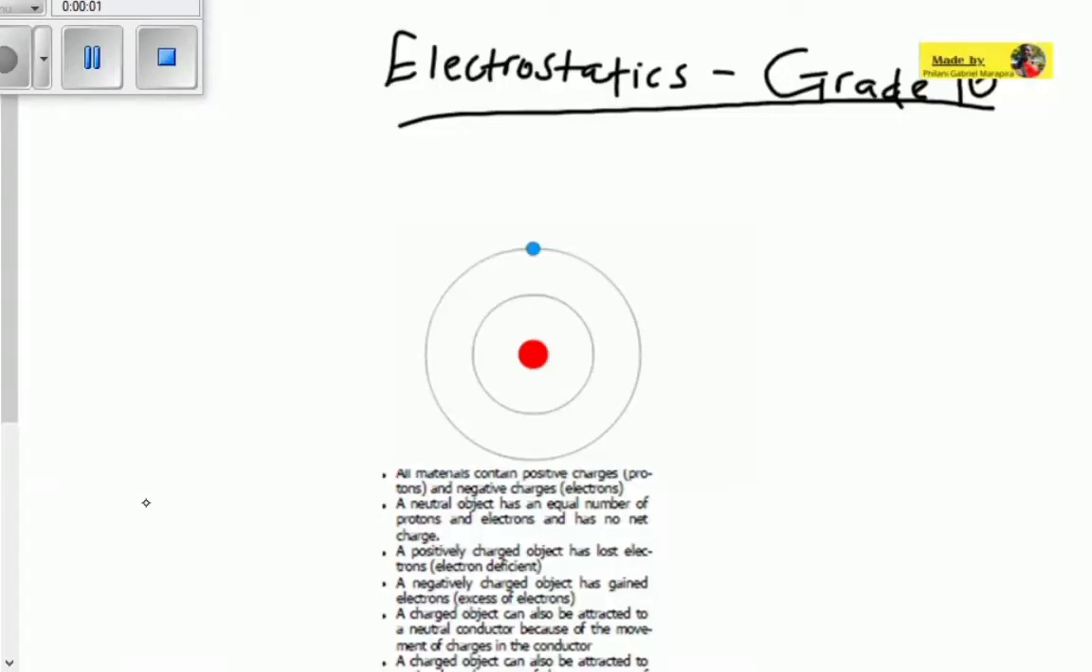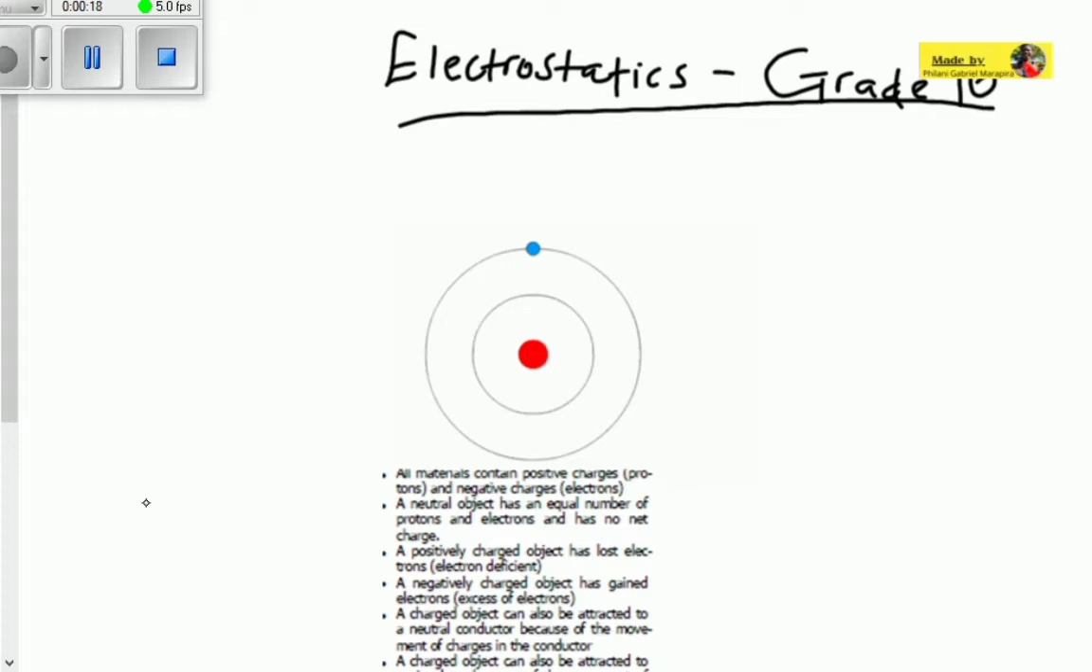To be able to understand the concept of electrostatics in grade 10, you have to first know that an atom is found in every object which we have on Earth. That's its definition: the smallest building block of matter, meaning that each and everything which we have here on Earth contains an atom in it.